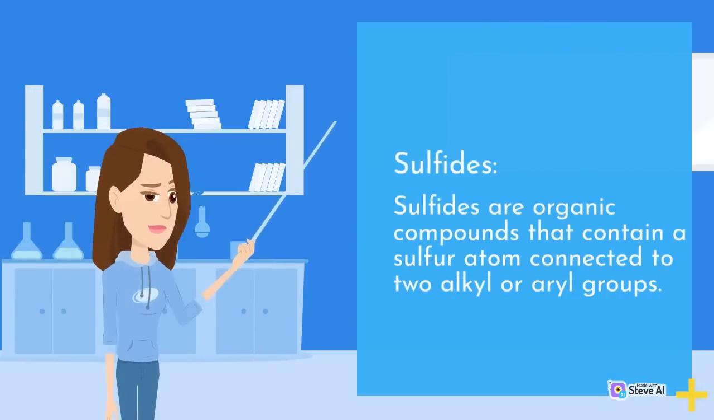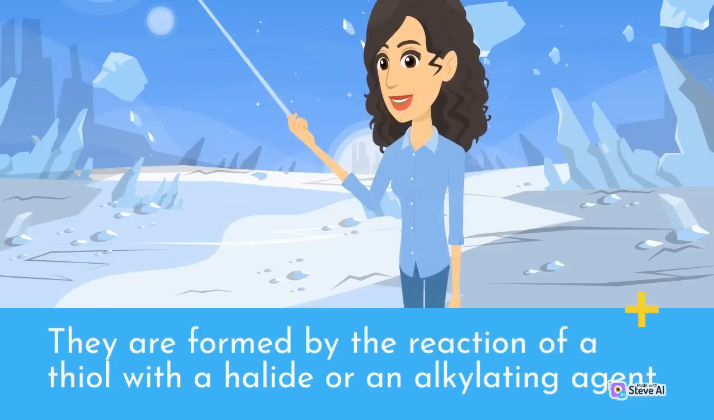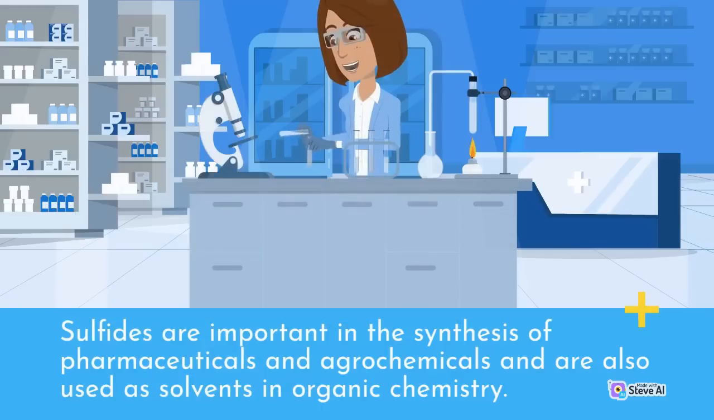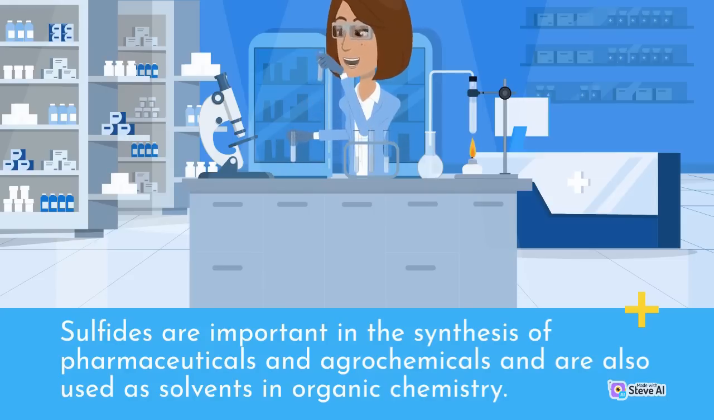Sulfides. Sulfides are organic compounds that contain a sulfur atom connected to two alkyl or aryl groups. They are formed by the reaction of a thiol with a halide or an alkylating agent. Sulfides are important in the synthesis of pharmaceuticals and agrochemicals and are also used as solvents in organic chemistry.